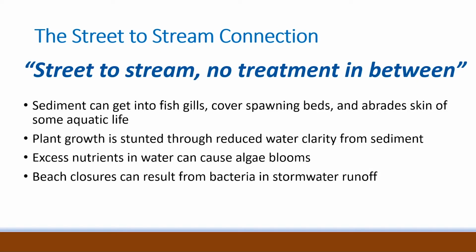The storm drains in the street drain directly to local waterways. This is what we refer to as the street-to-stream connection. Any sediment in the stormwater that reaches local waterways can get into fish gills, cover spawning beds, and can abrade the skin of some aquatic life. Plant growth can be stunted by reduced clarity of water. Excess nutrients from fertilizers can cause bad algal blooms. Beach closures can result from bacteria in stormwater.